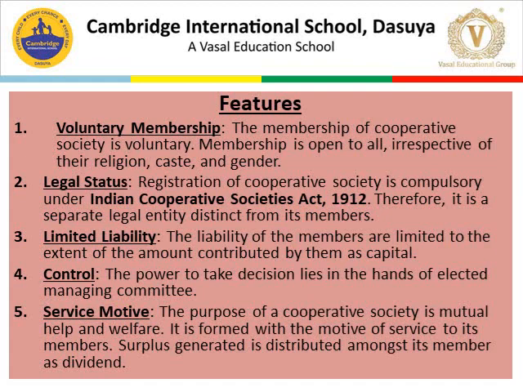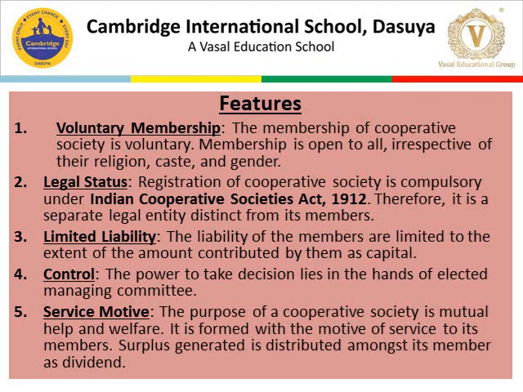Number three, limited liabilities. The liabilities of the members are limited to the extent of the amount contributed by them as capital. Let's take an example. A cooperative society is always formed with a minimum of 10 adult members. All the 10 members have to bring capital into the business, into the society.